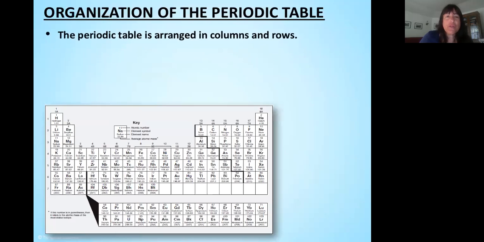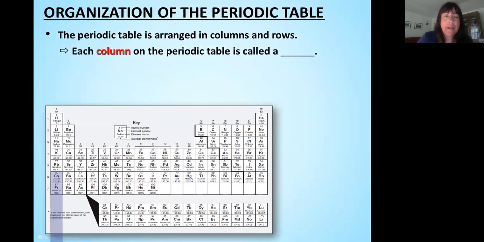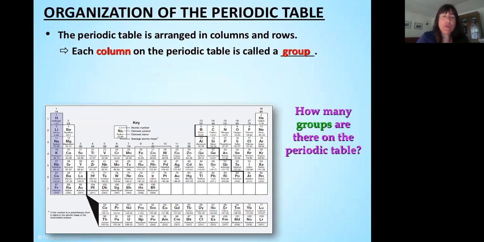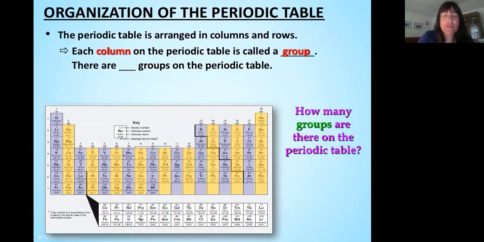So, organization of the periodic table. The periodic table is arranged in columns and rows. Each column on the periodic table, when I talk about column, I'm talking about vertical. These are called groups. I will also call them families. I will interchange those two words, groups or families. So how many groups are on the periodic table? If we look at the numbers on the top, there are 18 groups on the periodic table.